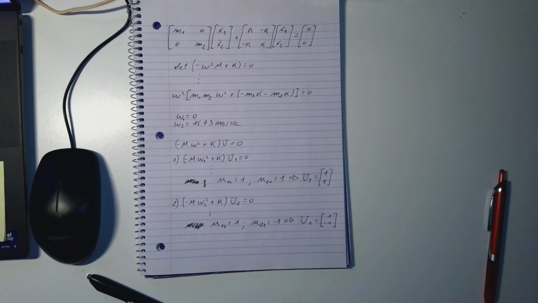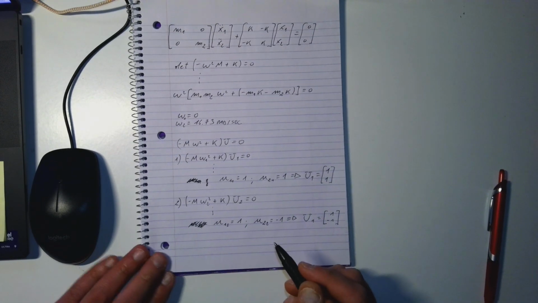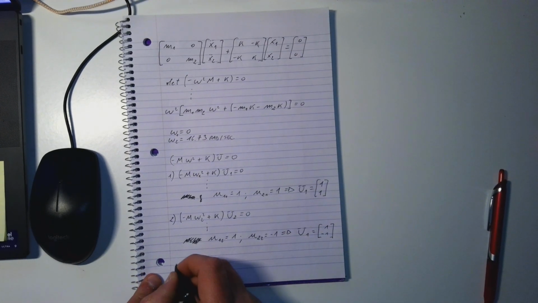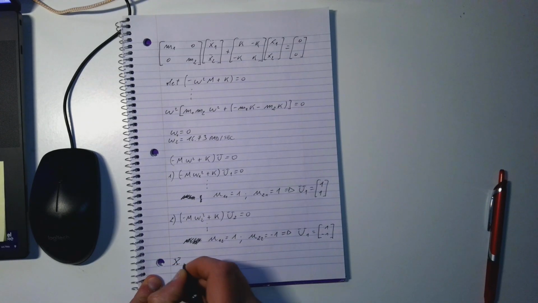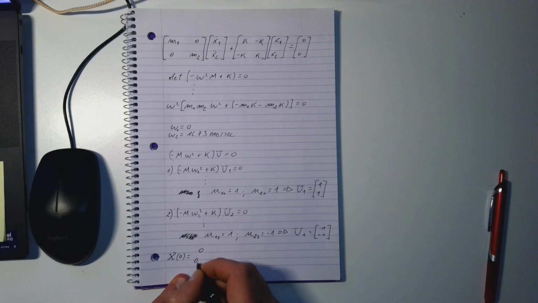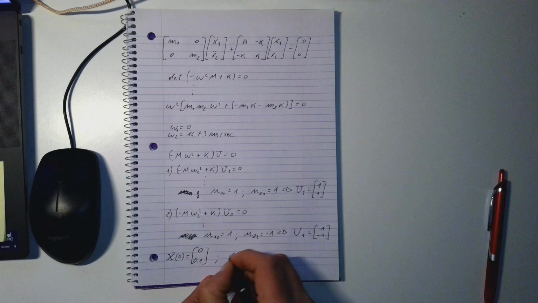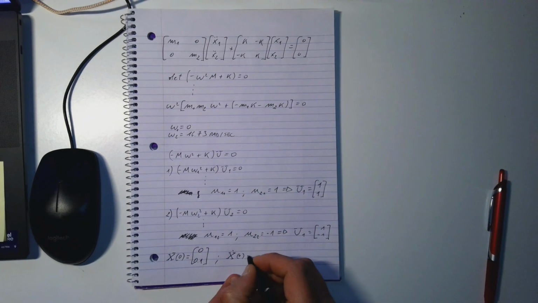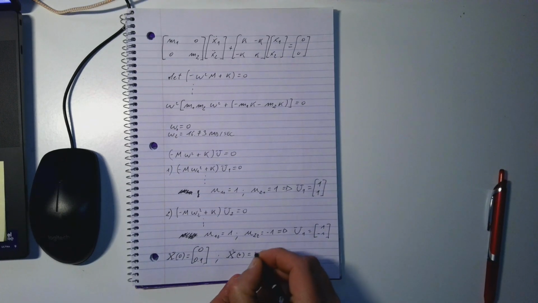So now that we found our natural frequencies and our u vectors, we can actually start to look at the initial conditions. We can write the initial conditions also in terms of vectors. So we'll have the initial position, which will be equal to 0 and 0.1, and the initial velocity x dot of 0, which is equal to 0, 0 in this case.